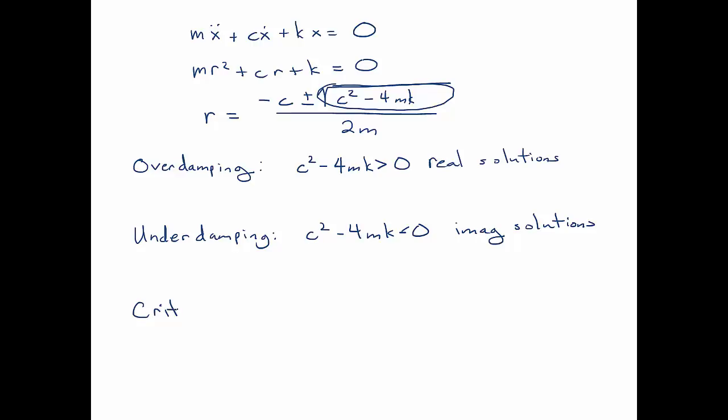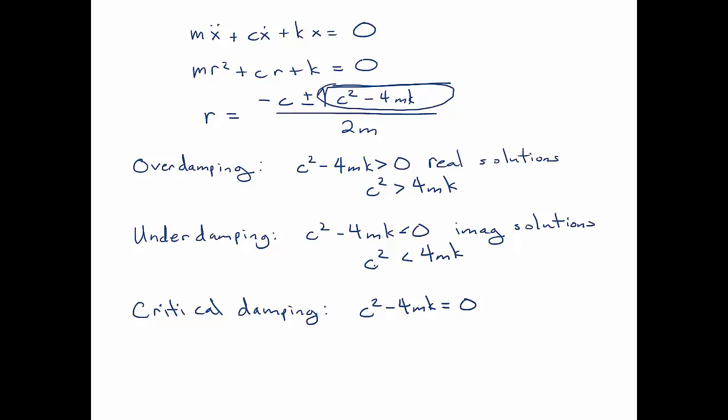And critical damping, that's when you only get one solution. You only get one root instead of two roots when you're looking for r. So that's when what's inside the square root is equal to 0. If I just rewrite all of these, you get overdamping when the drag coefficient squared is bigger than 4 times the mass times the spring constant.